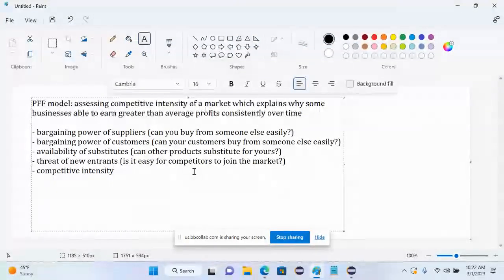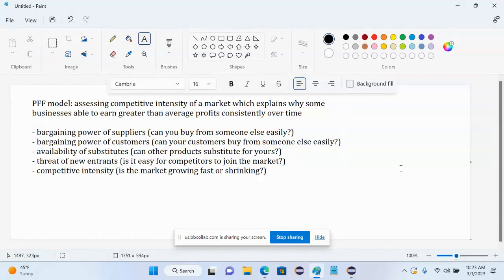Yeah, I believe competitive in the last one basically tends to mean, is the market growing fast or shrinking, right? In a shrinking market, competitors are going to have to try to undercut each other just to stay afloat. In a fast growing market, competitors aren't even going to be able to keep up with demand, so they don't have much incentive to lower their prices. All right, so I believe that's it.